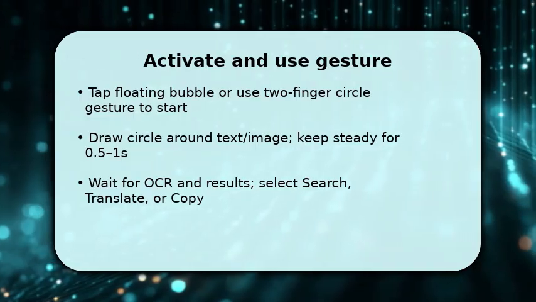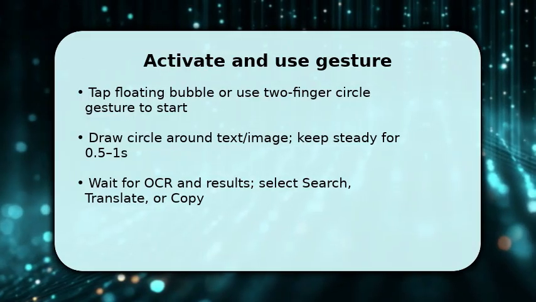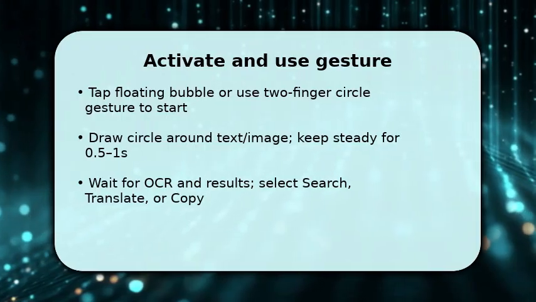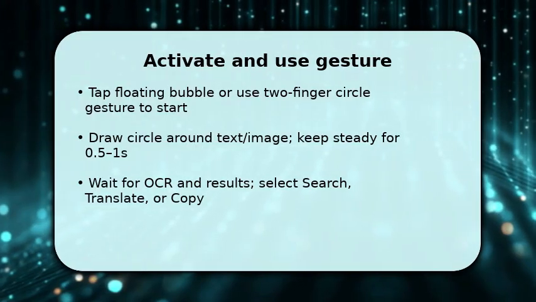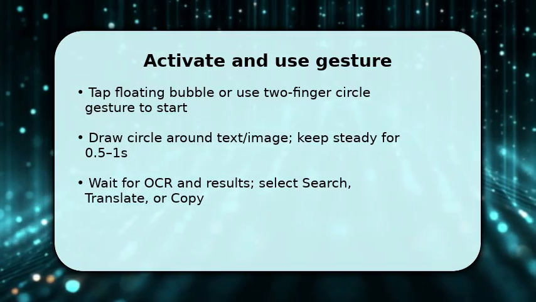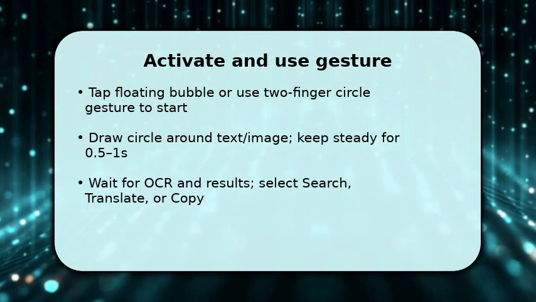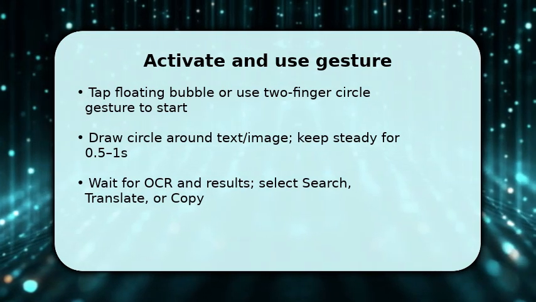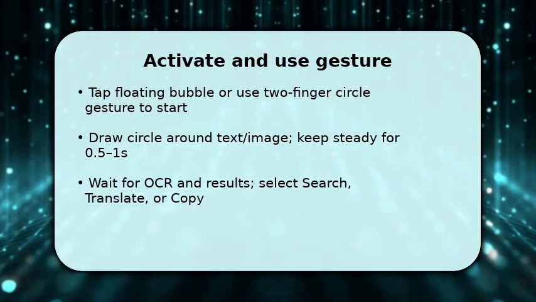After you release, the system processes the capture, then displays options like search, translate, or copy. If you need different results, adjust the selection area and repeat, because a tighter circle yields cleaner OCR and more accurate matches. You finish by refining and acting on results.